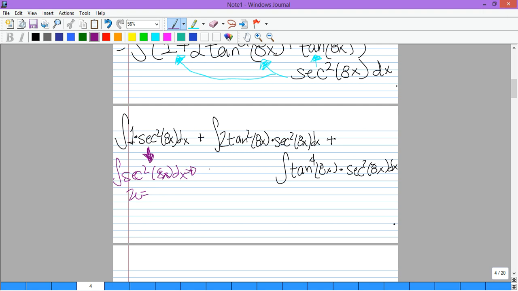And by the way, this can also be written as this. There's another way to write it. But anyways, I'm not solving it like that. Anyways, our u in this case is going to be the 8x. And then our du, the derivative of 8x, is just going to be 8 dx.